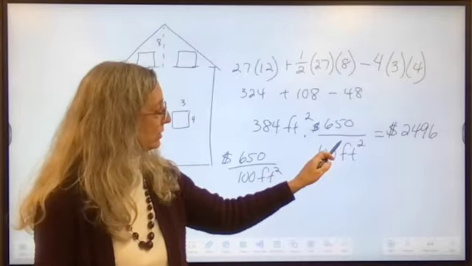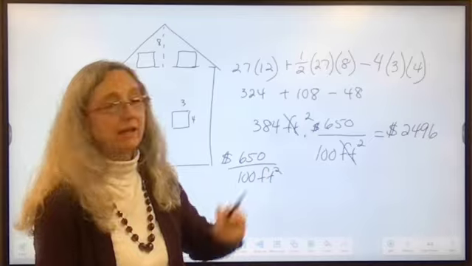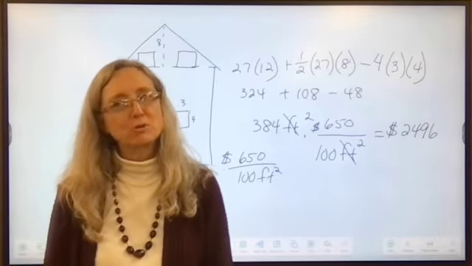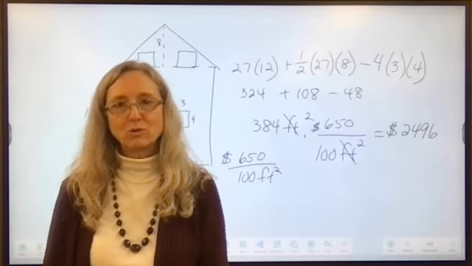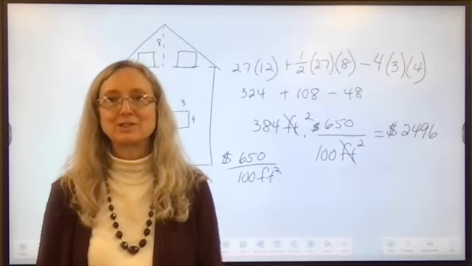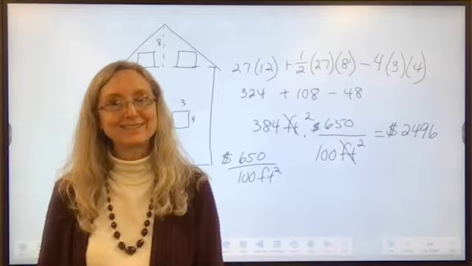My square feet units cross cancel. I'm left with the dollar amount, and it simplifies to be almost $2,500, $2,496 to be exact. That's how much it costs to put siding on just the back of this house.